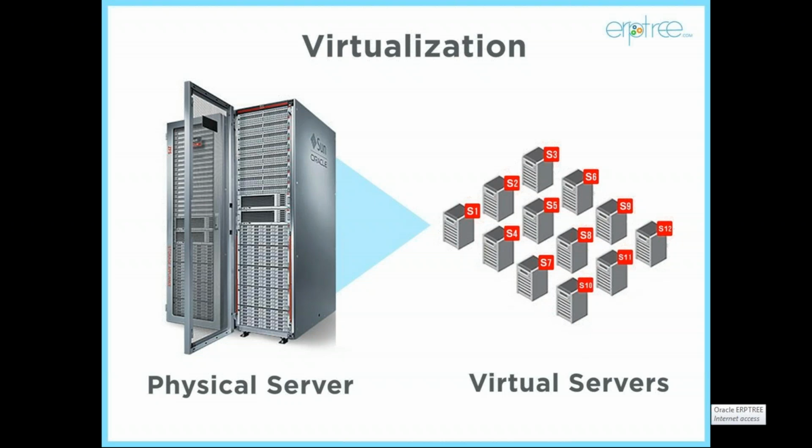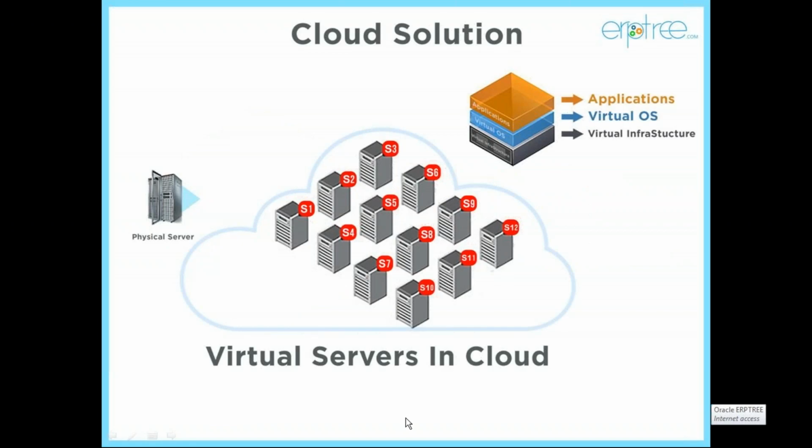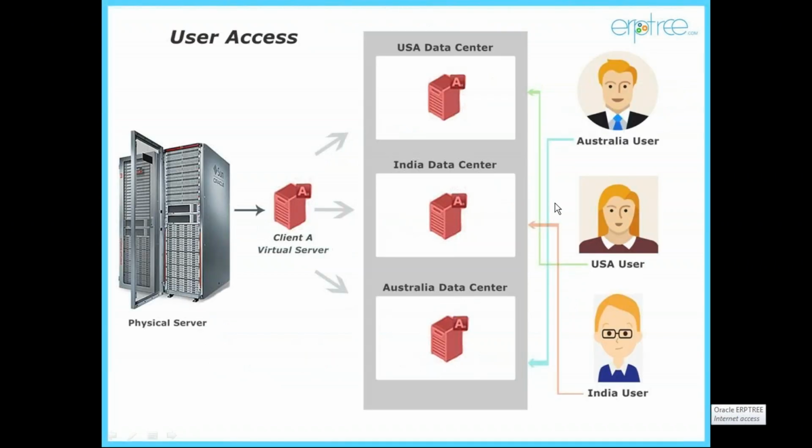But in the case of virtualization, we'll go with this example, the same point we discussed. Virtual server architecture: we'll have applications, a database, an operating system, and virtual infrastructure. This is similar to a physical server. So this is what we discussed: a physical server will create n number of virtual servers, and all will be placed on the internet. When you place them on the internet, that is what we call using them in the cloud. You'll get more clarity if we go to one slide.